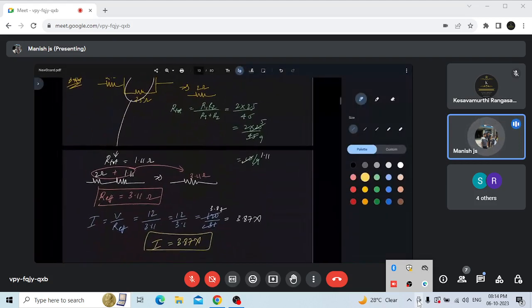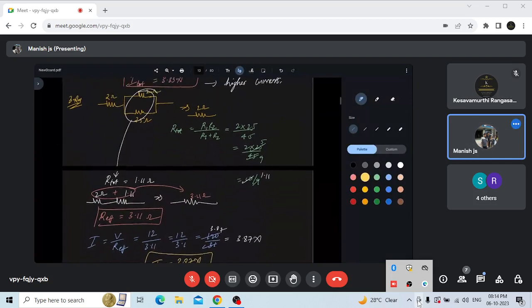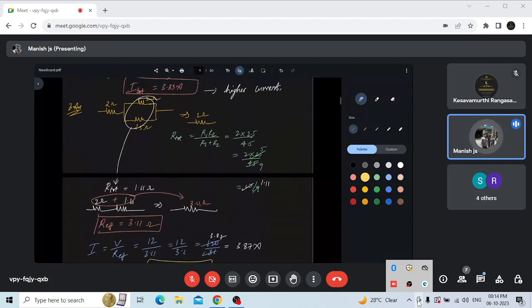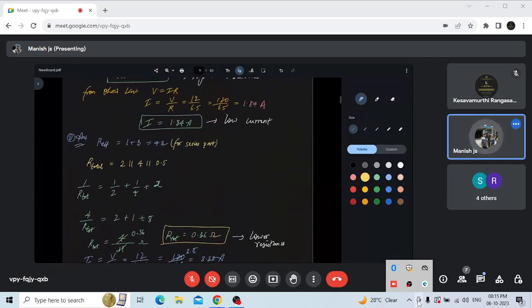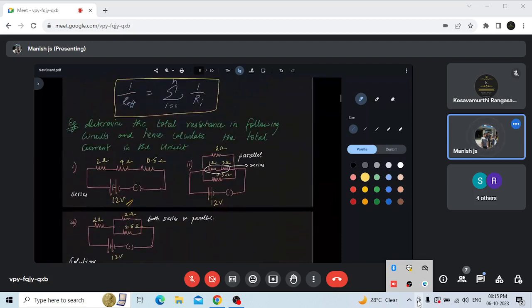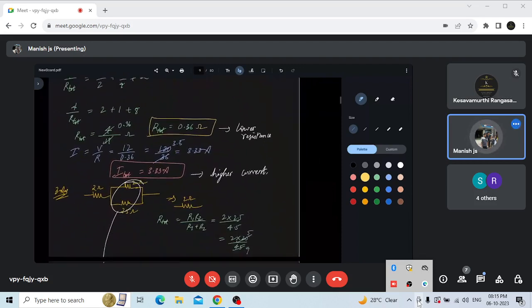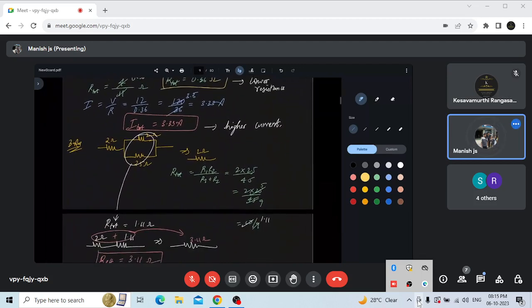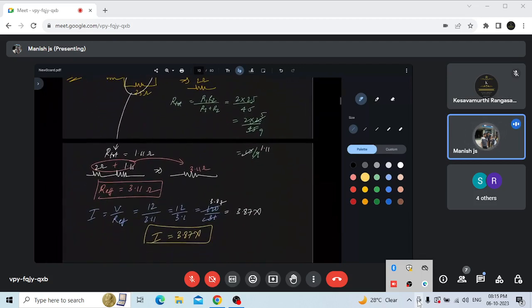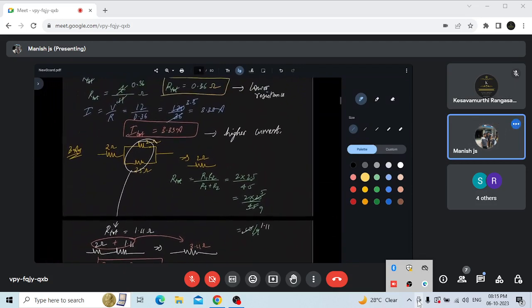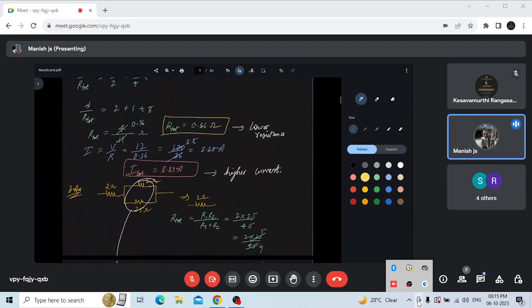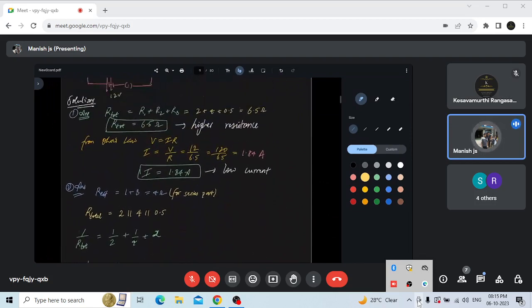And the third circuit, you can see, what about the resistance? The resistance is 3.11, and here it is. The first one was, I think, let me just check, 6.5. Yeah, it is moderate. Okay, it is in between. So it is 3.11, and that's why the current is 3.87. Okay, so that's what you need to understand.